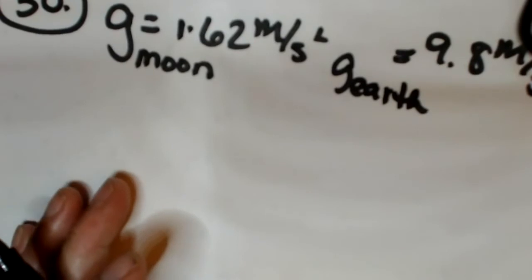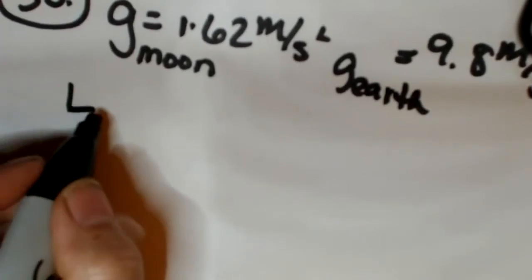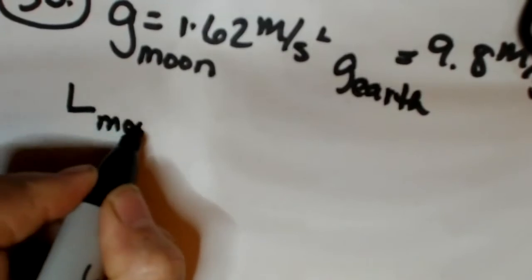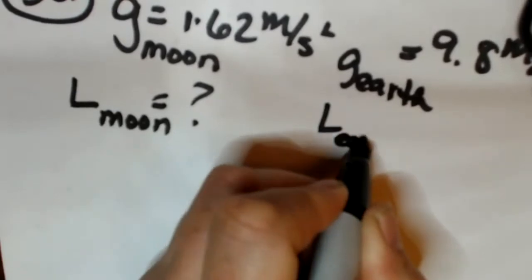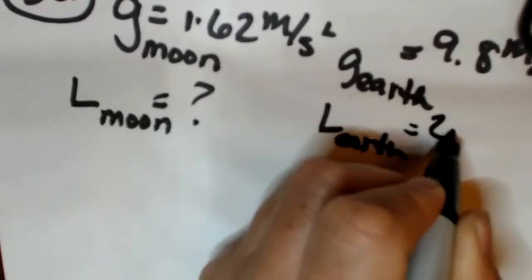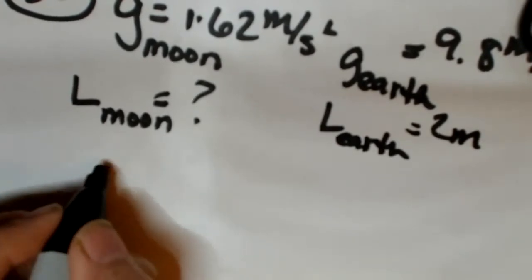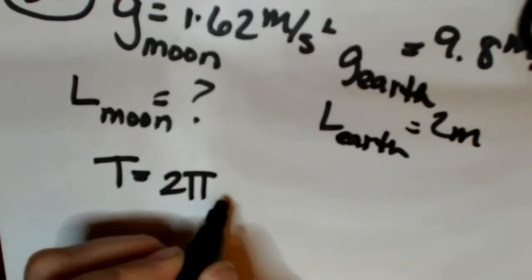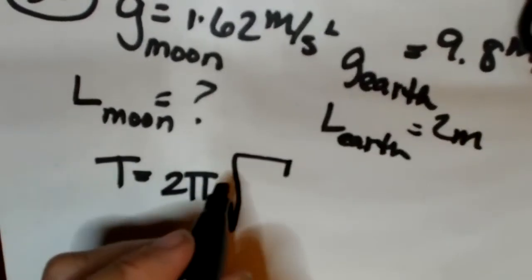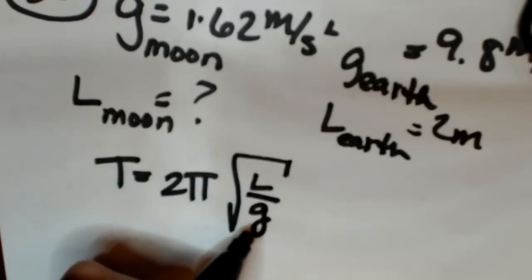I want to find the length of the pendulum on the moon that will have the same period as a length on the Earth of 2 meters. Now, I know that the equation for the period of a pendulum, if you read your chapter or looked it up, is 2 pi times the square root of L over g, where L is the length and g is the acceleration due to gravity of wherever you are.